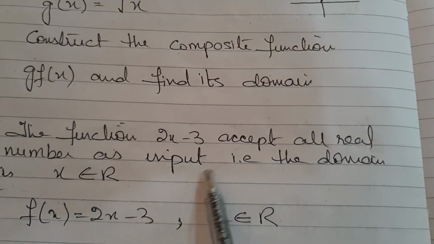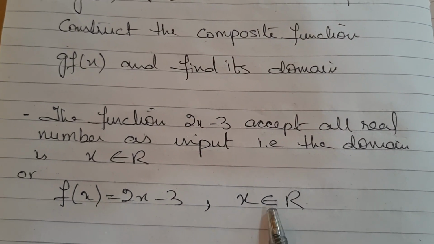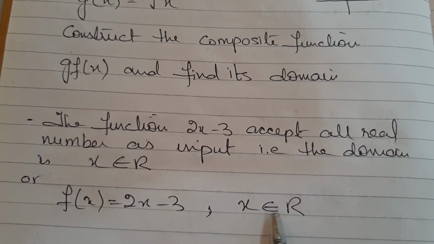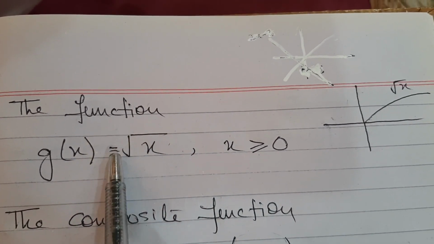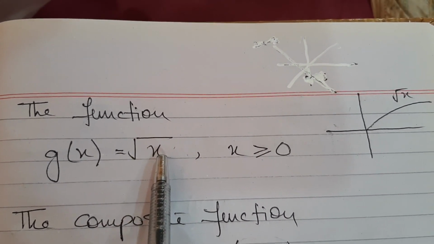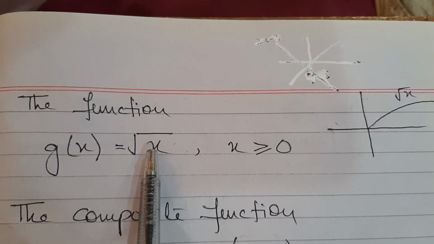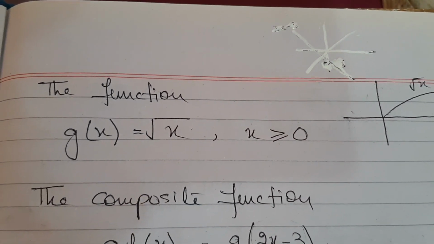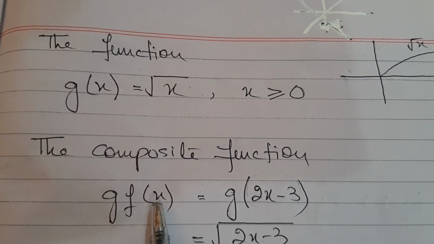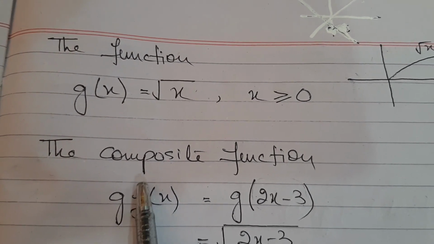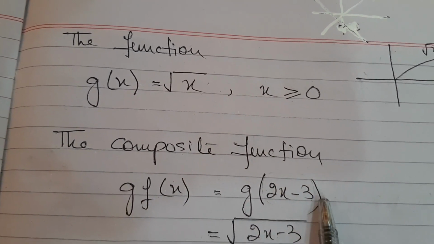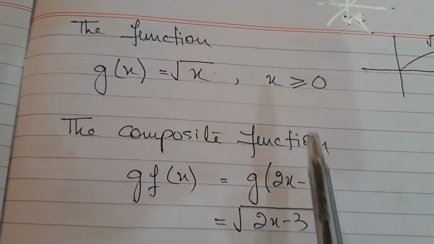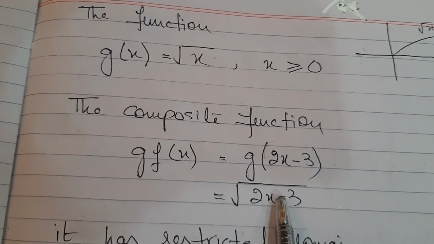So this is what I have written here, that your function f is defined for all values of x. So x belongs to real numbers. And the function g of x is only defined for x greater than or equal to 0. Because otherwise root x, if it is negative, will not exist. Now let's find out the composite function g of f. Now when I'm saying g of f, it means f is my input function, and it will replace x in function g. And in function g, x is here. So this function f will go in place of this.